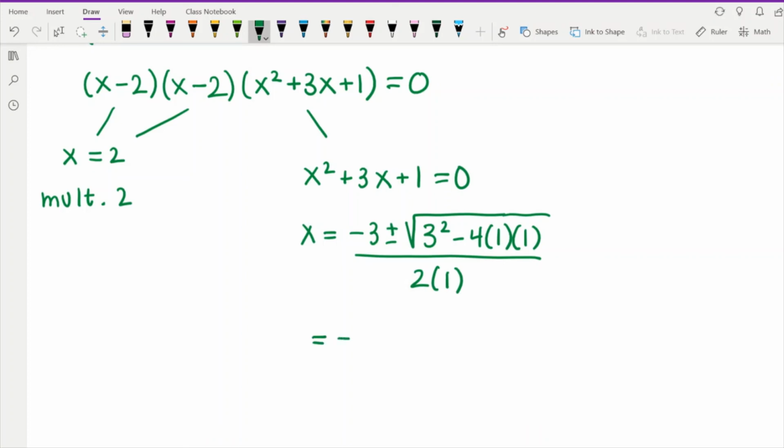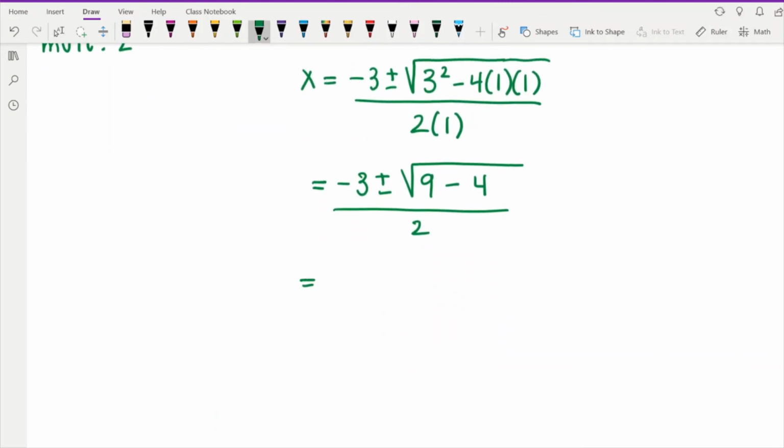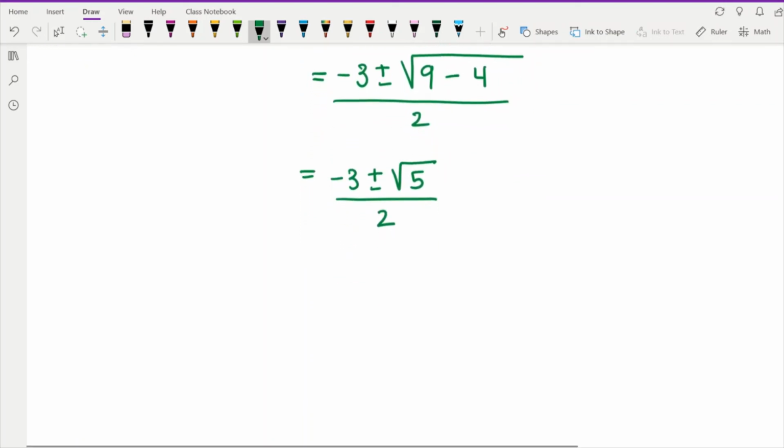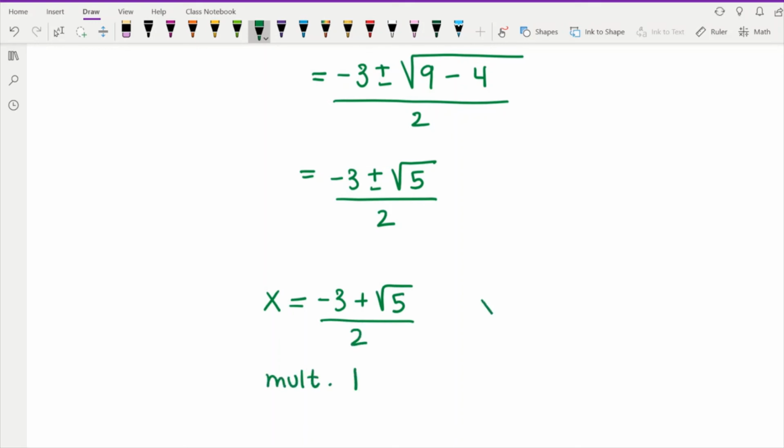And so that is going to be negative 3 plus or minus the square root of 9 minus 4, divided by 2. And so that is going to be negative 3 plus or minus the square root of 5 over 2. And so that can't really be simplified. But what we can say is that we have x is equal to negative 3 plus square root of 5 over 2. That's one of our zeros, and that has multiplicity 1. And then our other zero is negative 3 minus square root of 5 over 2. And that has multiplicity 1 as well.